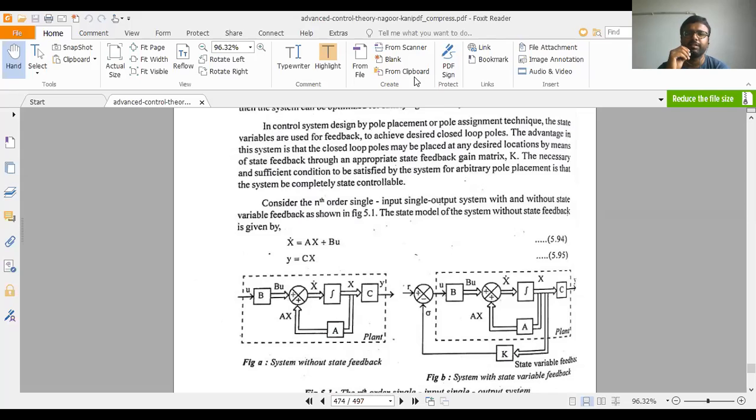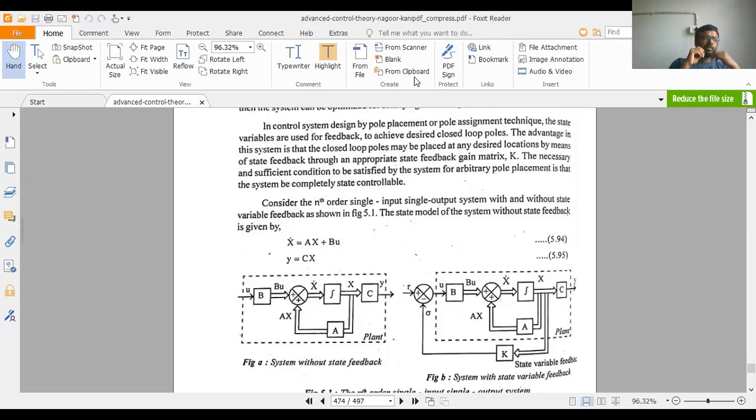So the necessary and sufficient condition to be satisfied by a system with the pole placement technique, in order to estimate the closed loop poles arbitrarily, is that the particular system should be completely state controllable.